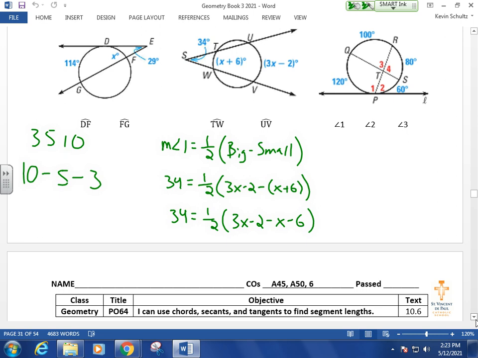So we have to just distribute that negative sign into our parentheses, and it gives us this. And from here, combine like terms. So 34 equals half. 3x minus x is 2x. Negative 2 minus 6 is negative 8.